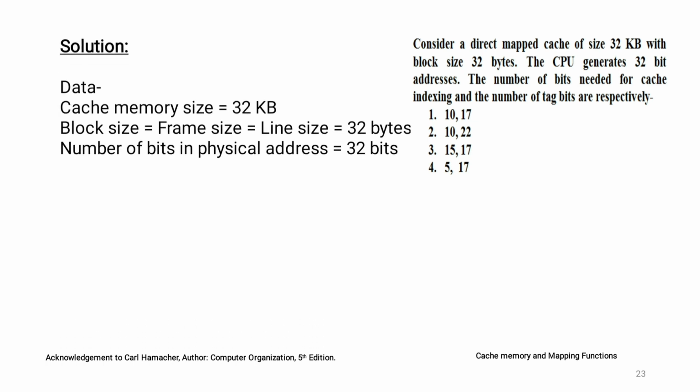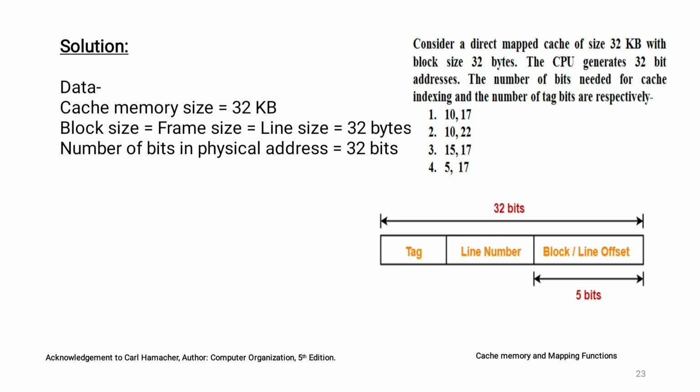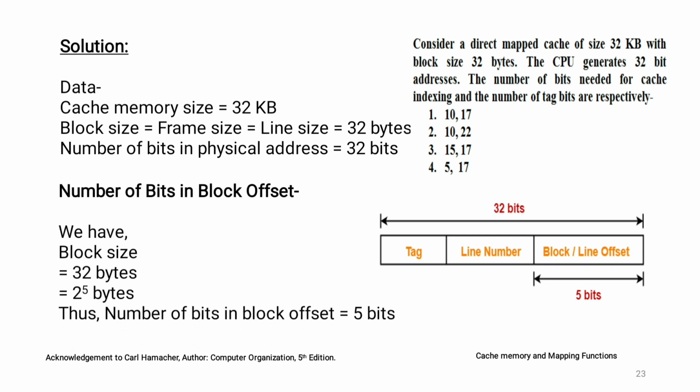So, solution: cache memory size 32 KB, block size or frame 32 bytes. The number of bits in physical address they are telling is 32 bits. Here we can know 32 minus 10, 22. 22 minus 5, that will be 17. So let us see whether it is the same as whatever we discussed. Number of bits in block offset is 5. Already we had calculated 10 for line number. Block offset is 5. Right?